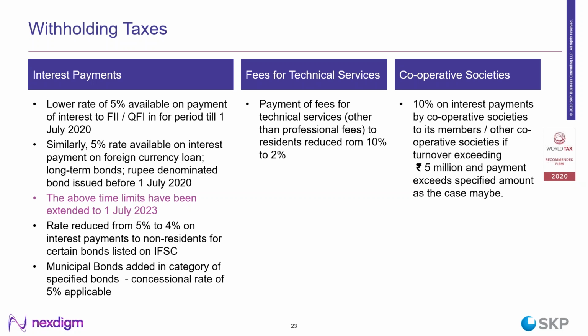Also, municipal bonds have been included in the categories of specified bonds, and that will also now get a concessional rate of 5%. Further, if the investment is made in the International Financial Center, which is created in Gujarat, and an investment is made in certain bonds listed on those exchanges, then the tax rate would be further reduced to 4%. Further, there are some small changes in the local withholding tax laws, whereby fees for technical services payment between two local residents in India has been reduced to 2% from 10%, and some benefits have been given to cooperative societies which locally operate in India.